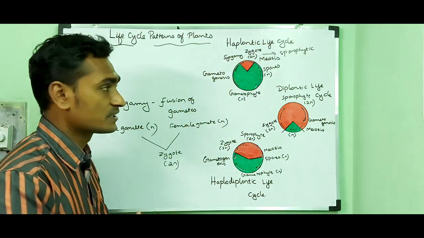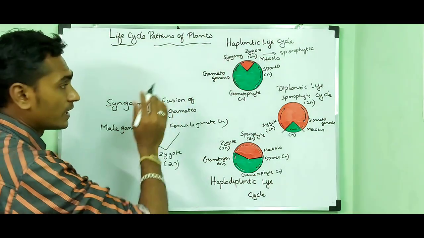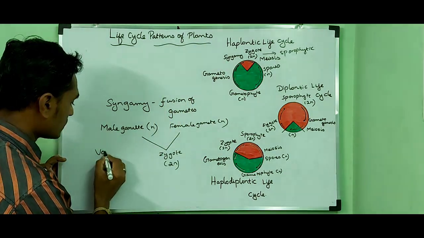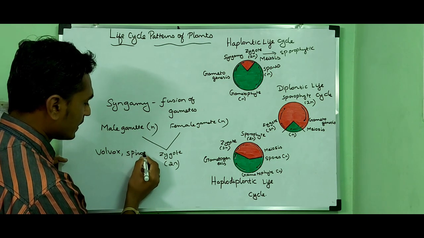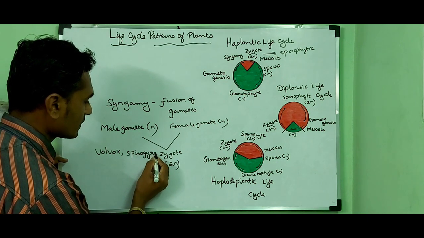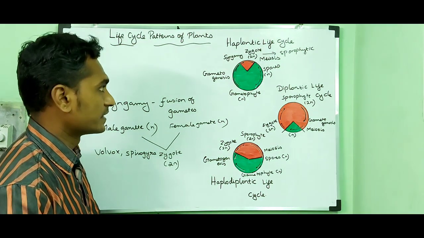Examples for haplontic life cycle are Volvox and Spirogyra. These are all algae.